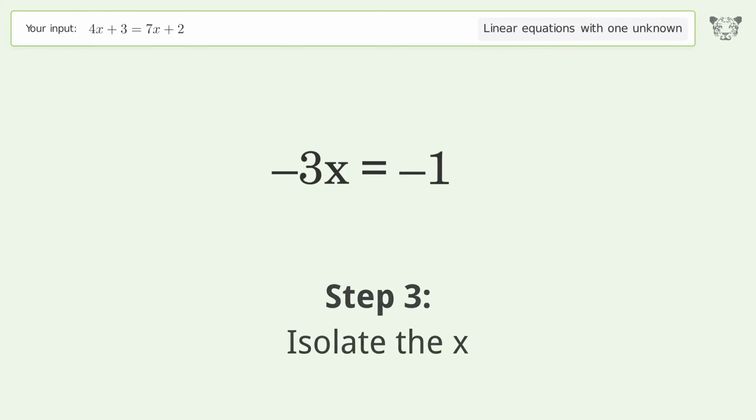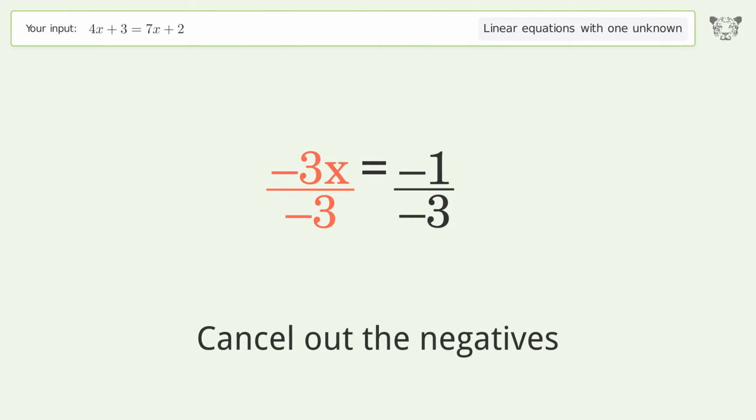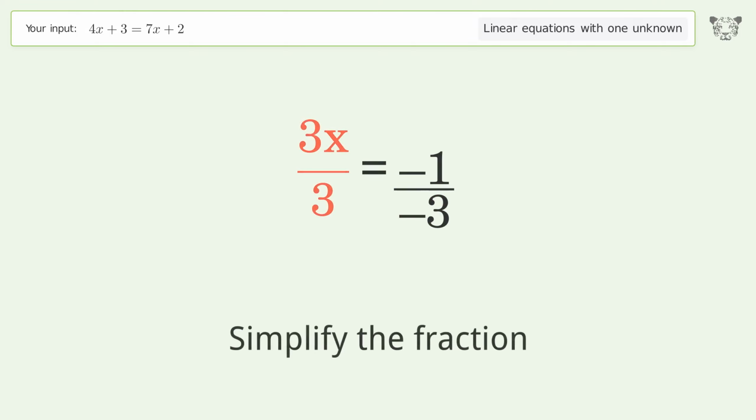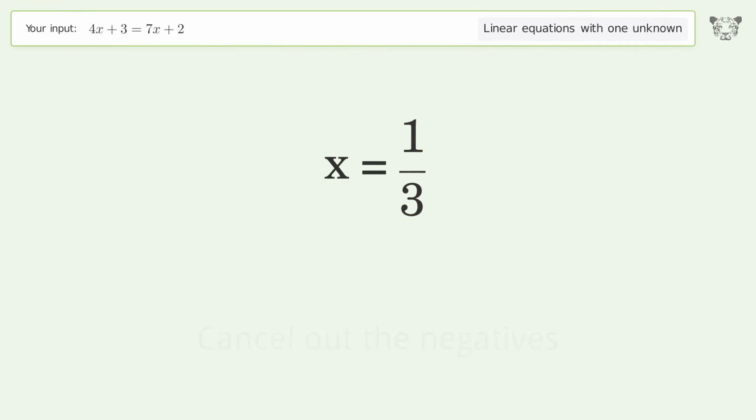Isolate the x. Divide both sides by -3. Cancel out the negatives. Simplify the fraction. Cancel out the negatives. And so the final result is x equals 1/3.